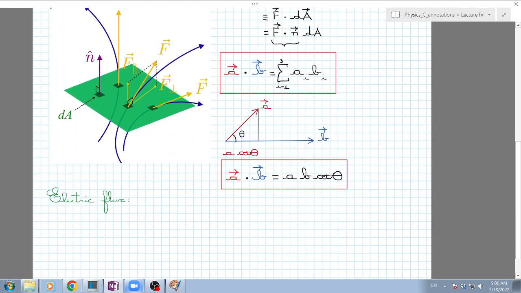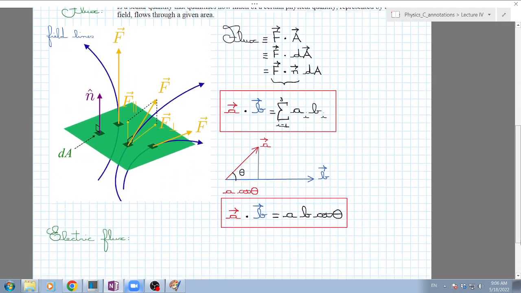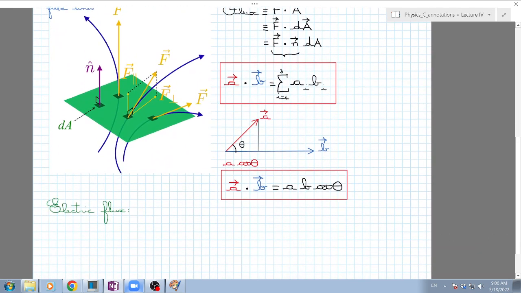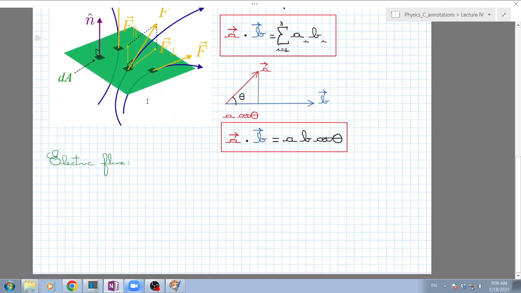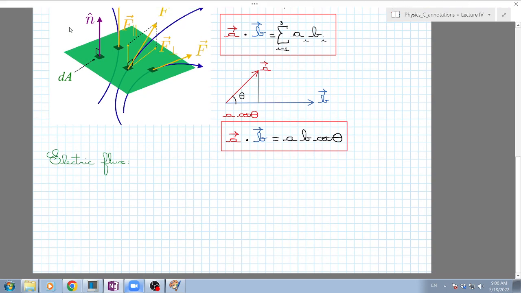Back here. Did you understand, my friends? We can now write, instead of the flux for an arbitrary vector field, the flux for the electric field. This is going to be exactly the same. The only difference is that we use the capital Greek letter Phi to represent the flux, and this is going to be represented by the scalar product between the electric field and the area.